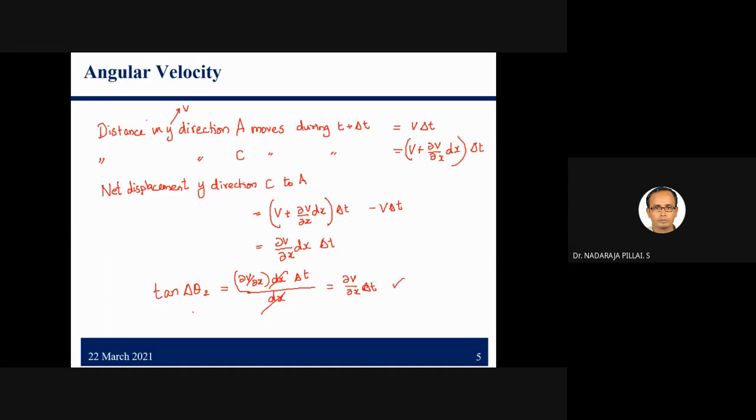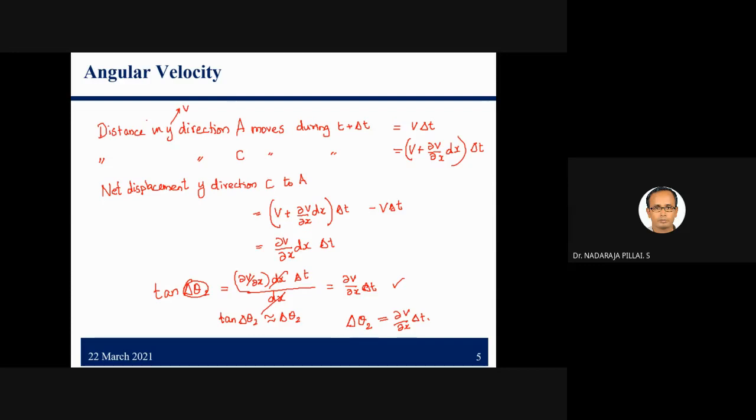So when we consider del theta 2 is very small, then we can write tan del theta 2 to be almost equal to del theta 2. So we can write del theta 2 is equal to dou v by dou x into del t, right?